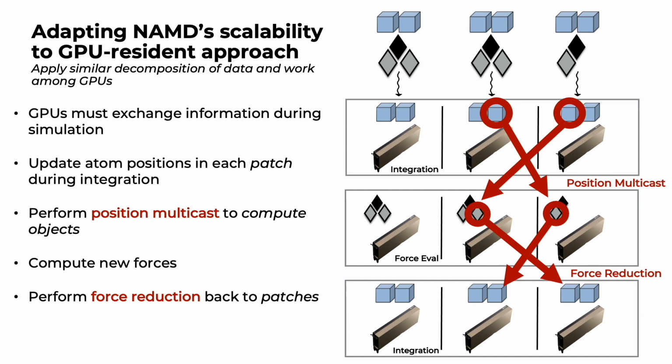Interatom forces and updated atom positions are examples of the types of data that are exchanged among the GPUs during each simulation time step. At a high level, we can think of the key communication patterns here as multicast and reduction operations that exchange and sum these data among the GPUs.